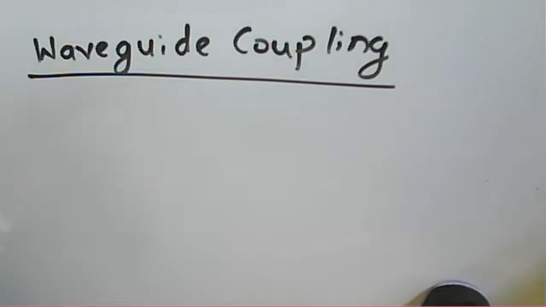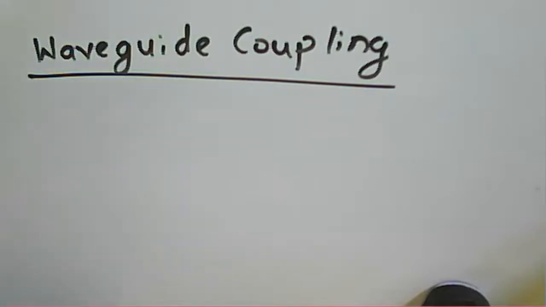So today we see a few micro components. We start with the waveguide coupling component. So coupling means what? How to excite the waveguide and how to take out the power from the waveguide. That's about it, waveguide coupling component.